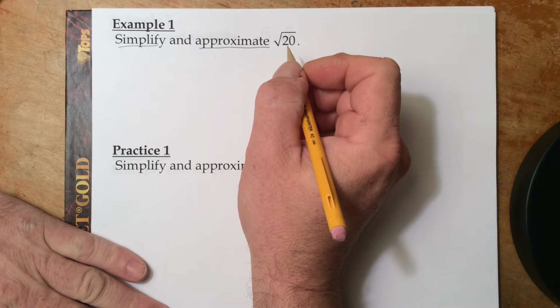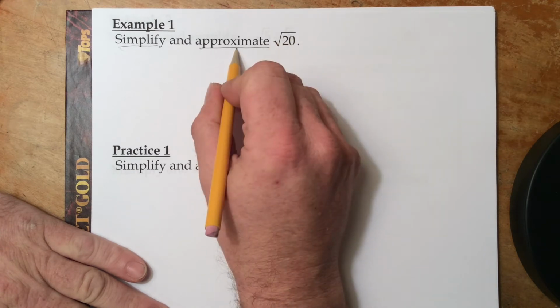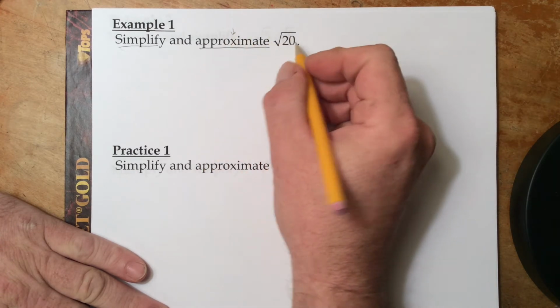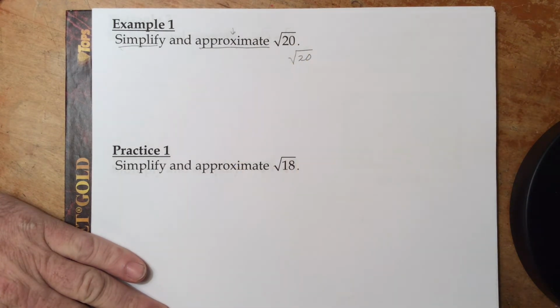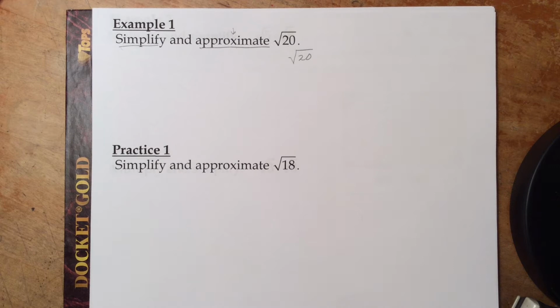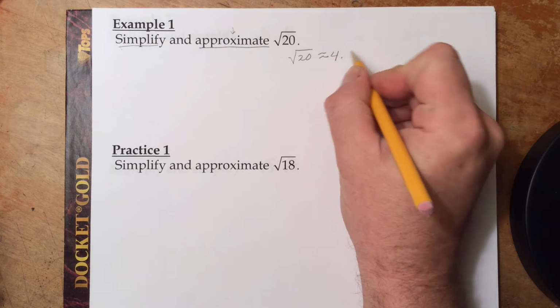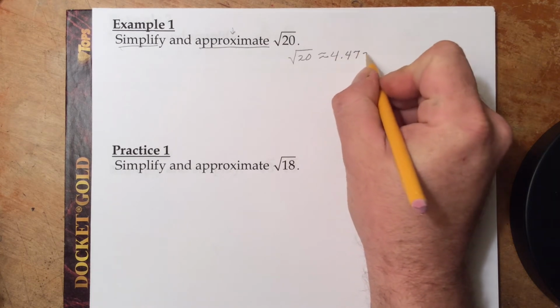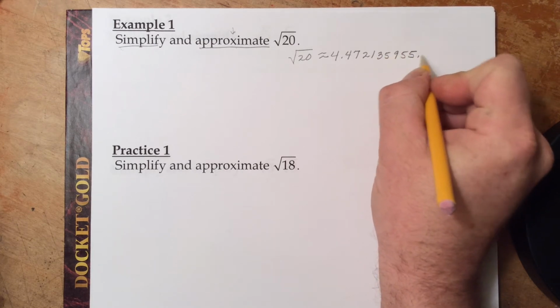In Algebra 1 last year, you learned how to simplify these. But before we do that, let's approximate first. To approximate a square root, you simply take that number and, using either a calculator or a chart that has square root values in it, take the square root of that number, and you'll see that you get a number that has many places after the decimal point. Now this continues on and on without a pattern.